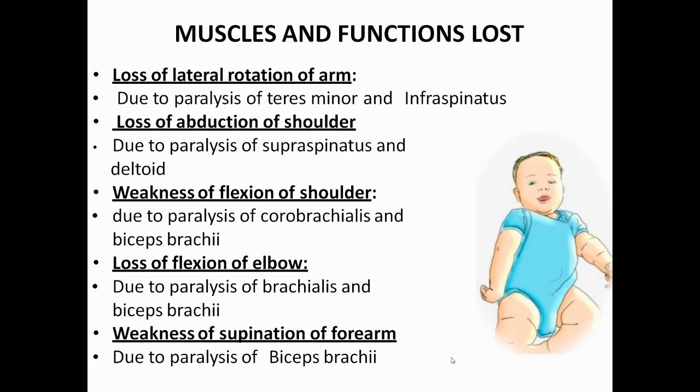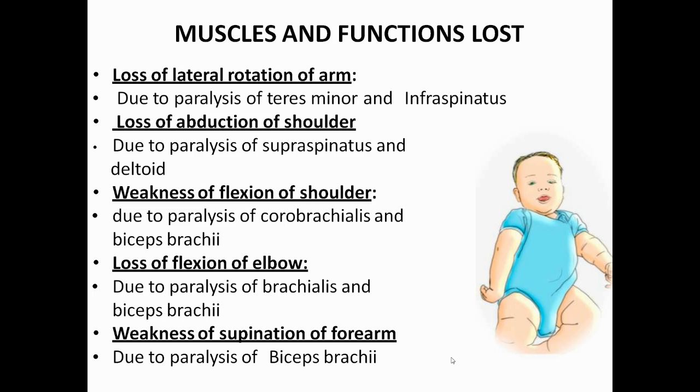Muscles and functional loss: loss of lateral rotation of the arm due to paralysis of teres minor and infraspinatus, and due to paralysis of supraspinatus and deltoid, there is loss of abduction of the shoulder. If there is paralysis of coracobrachialis and biceps brachii, there will be weakness of flexion of the shoulder. If there is paralysis of brachialis and biceps brachii, there is loss of flexion of the elbow also. And if there is paralysis of biceps brachii, there is weakness of supination of the forearm.